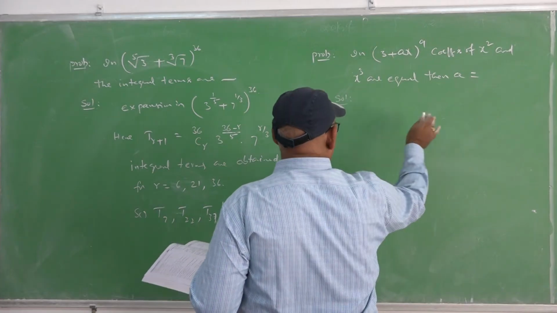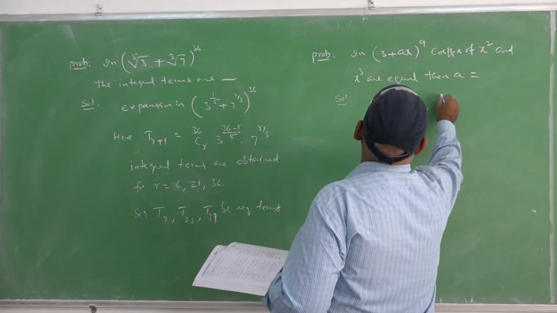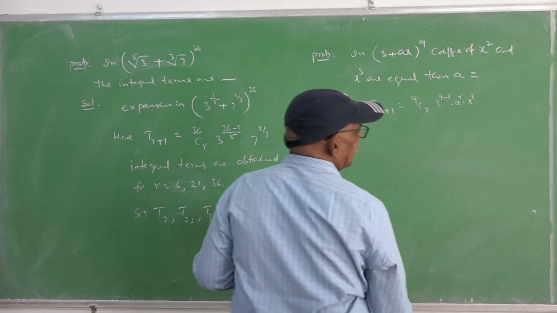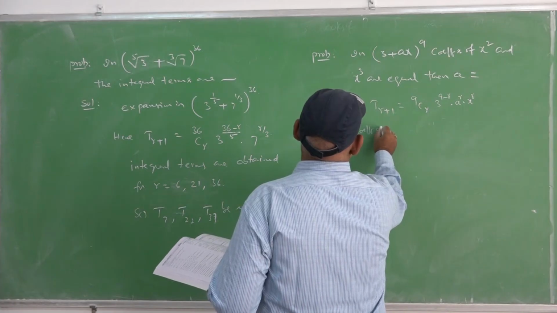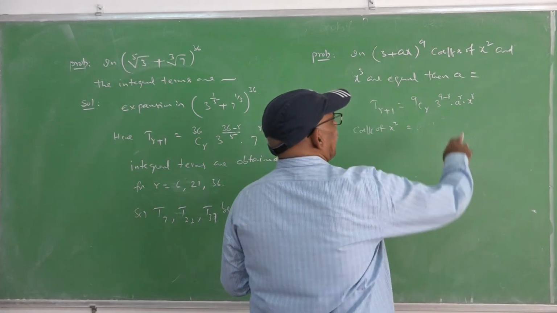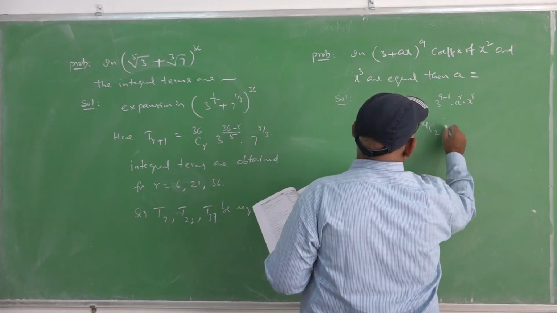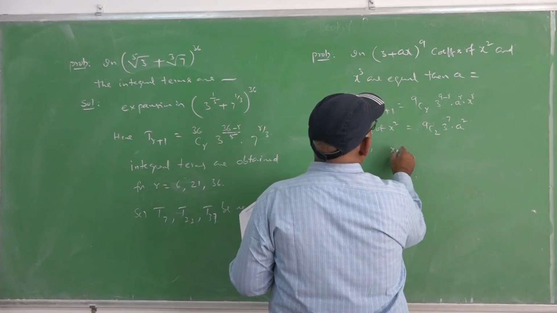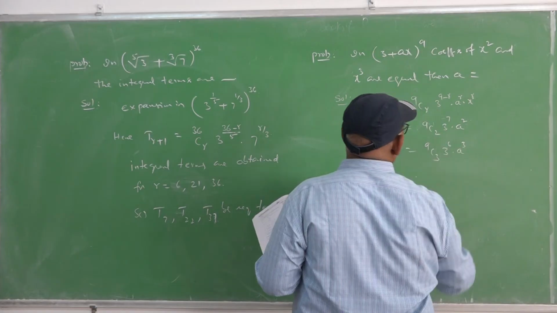For this, write the general term. Here T(r plus 1) is 9Cr, 3 power (9 minus r), a power r, x power r. This is the general term. To get the coefficient of x square, you have to take r equal to 2. So the coefficient is 9C2, 3 power 7, a square. And the coefficient of x cube is 9C3, 3 power 6, a cube.